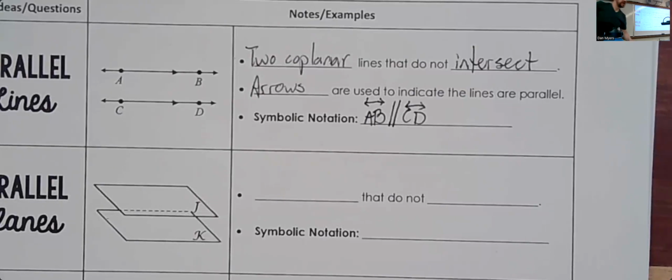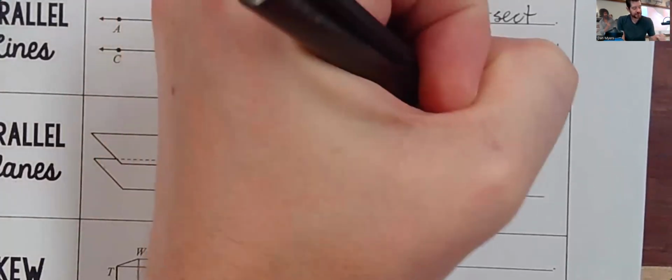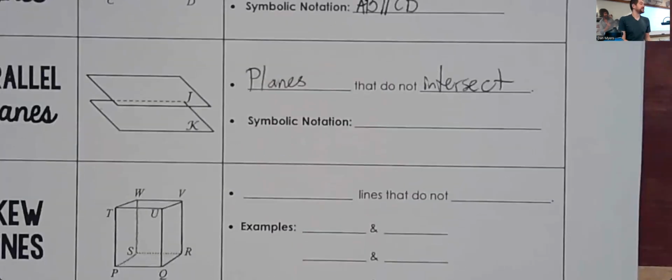Moving on, parallel planes. Same idea as lines. First of all, these are planes that do not intersect. If you think about the walls in this room, this wall over here, that wall over there, they're parallel, they will never intersect.